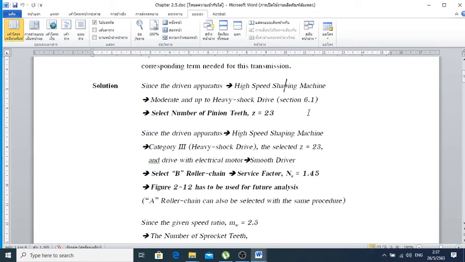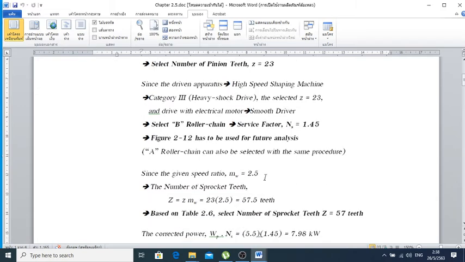And then the electrical motor is given by the problem set. It's going to be a smooth drive. If I go for the first choice of B, as in the table, I'm going to get the service factor of 1.45. And then I continue with the calculation for the next step by using figure 2.12. And if I go another way around with the American types, I'm going to go based on the corresponding things.